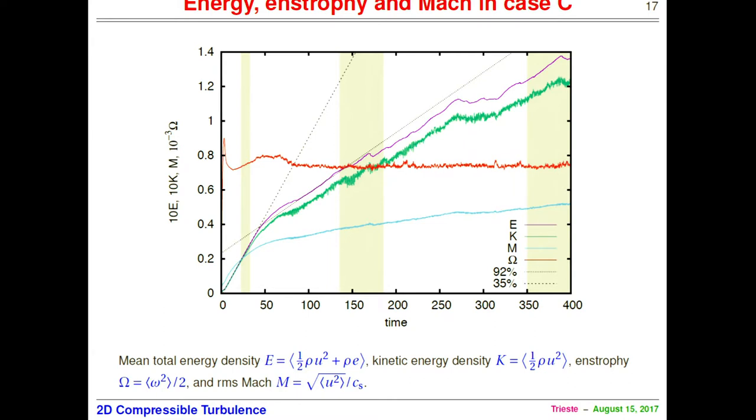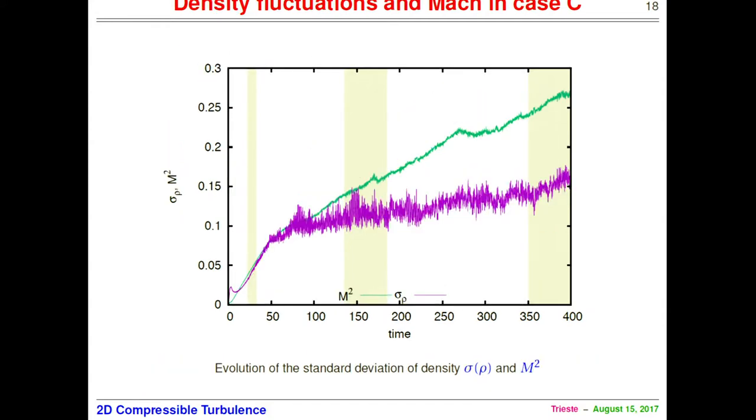These shaded areas correspond to the spectra I will show later. They were averaged over these time intervals here, there, and there. So this is early evolution. This is the stage before energy condensation happens in this model, and that is the case with energy condensate present. The density fluctuations are small, basically at the level of 25%, or maybe even smaller, like 20%. First they follow the Mach squared pretty tightly, and then they depart when things get nonlinear.